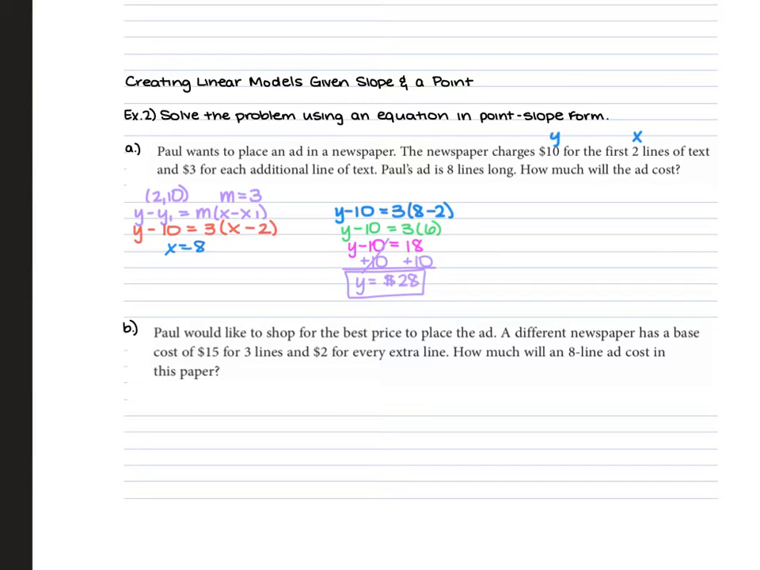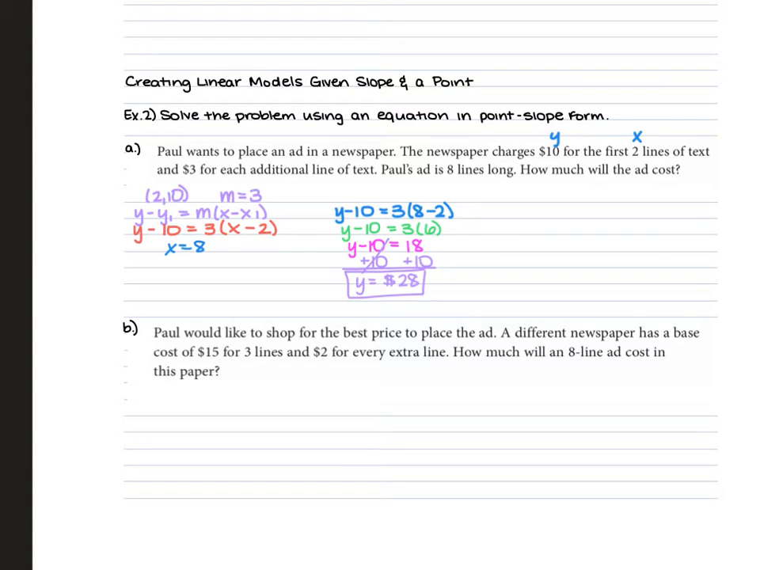B says, Paul would like to shop for the best price to place the ad. A different newspaper has a base cost of $15 for 3 lines and $2 for every extra line. How much will an 8-line ad cost in this paper?